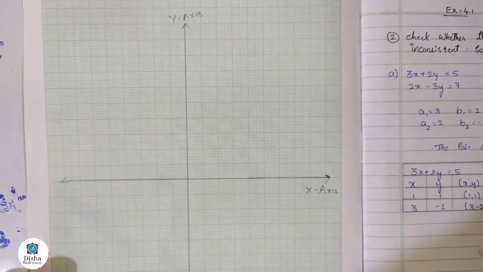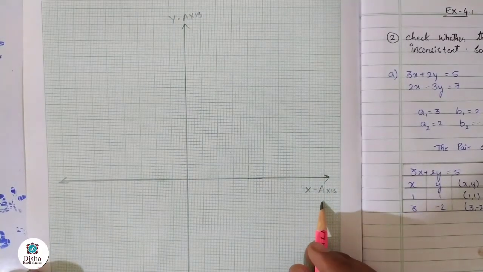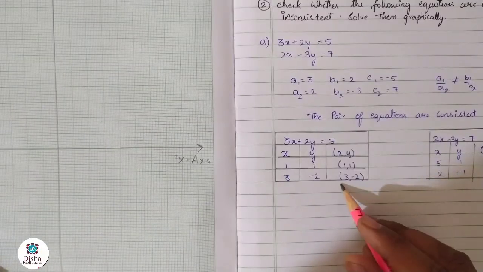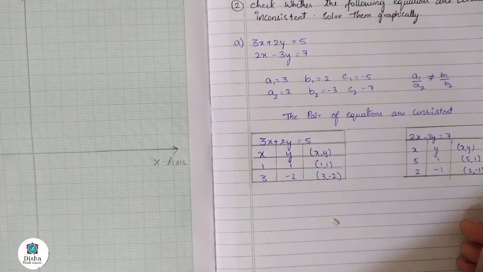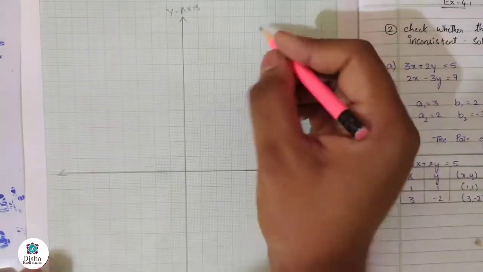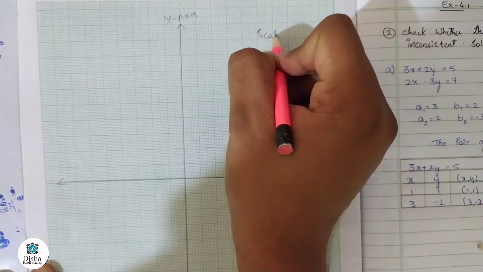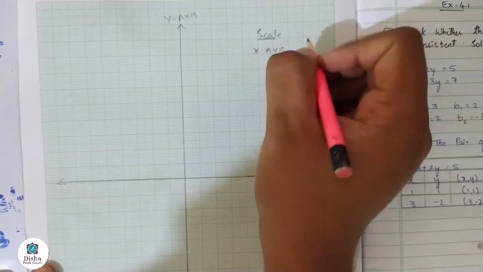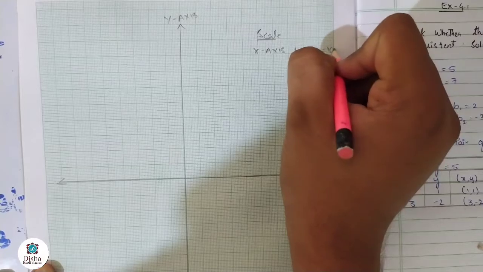Now this is the graph. We have the y-axis here, we have the x-axis here, right? The points we have got are 3 comma minus 2, 1 comma 1, 5 comma 1 and 2 comma minus 1. So all are within 5 only. Okay, so what will be the scale? You have to always write the scale. Scale, x-axis: 1 unit equals 1 centimeter.